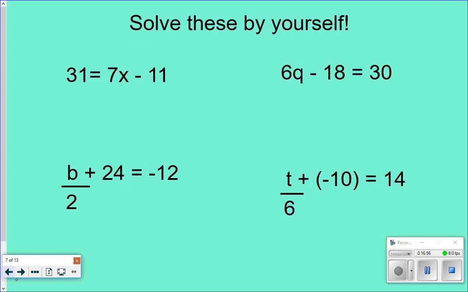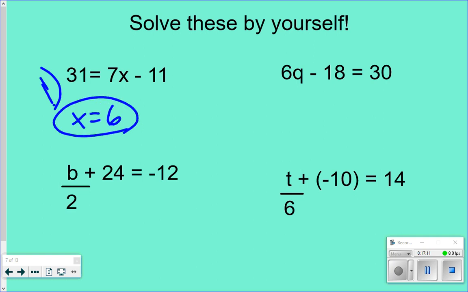All right, you ready? Okay. All right, let's talk about this one. 1, that's supposed to be a 1. Answer to this one, anybody want to share? Larissa? X is 6. You agree? I think so. 42 minus 11. Let's go to this one. 6q minus 18. Anybody want to share? Ethan? Q equals negative plus 18. So we would have plus 18 have been 40. So 6q equals 48. Yep, q would have been just 8, I believe.